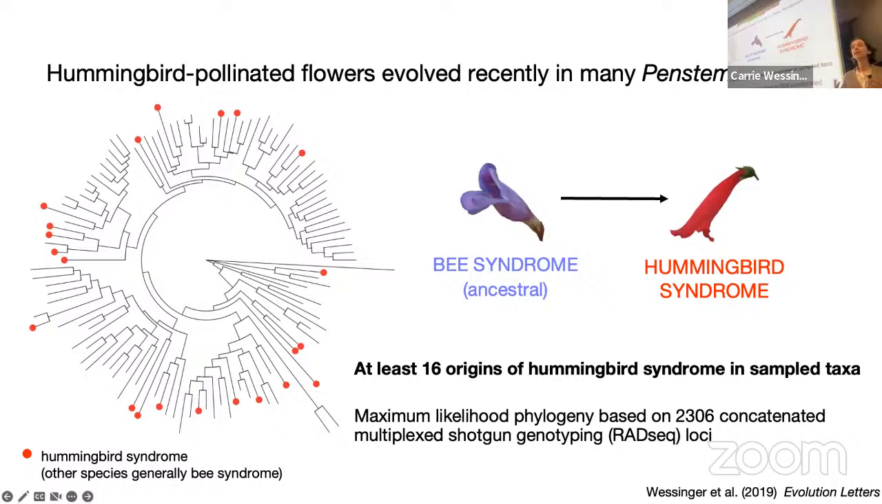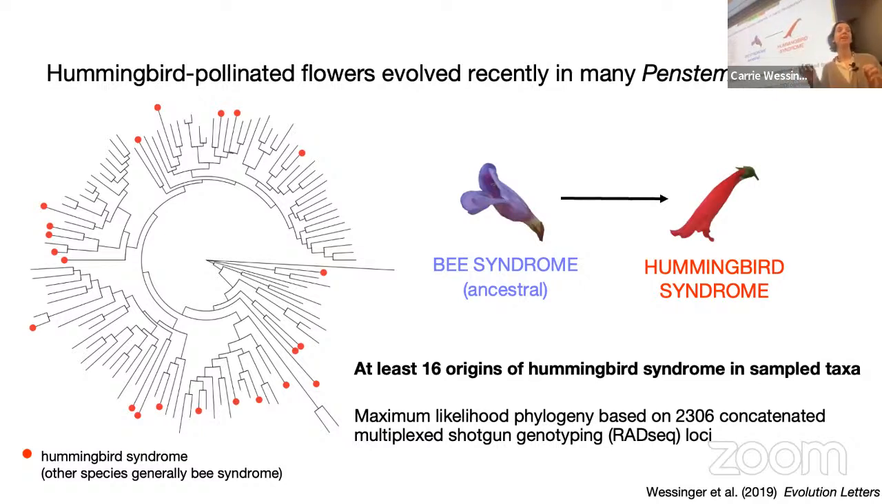And for this, we generated our genetic sequence data using multiplex shotgun genotyping, which is a type of RAD-seq. And here I've marked the hummingbird syndrome species with red dots, and the other species all tend to show the ancestral bee pollination syndrome. And so what you'll notice is that these hummingbird syndrome species are distributed across the tree.